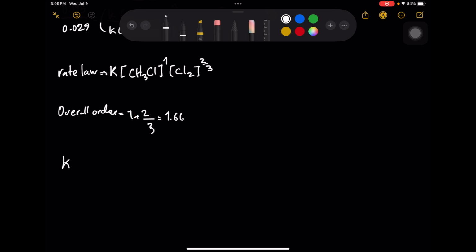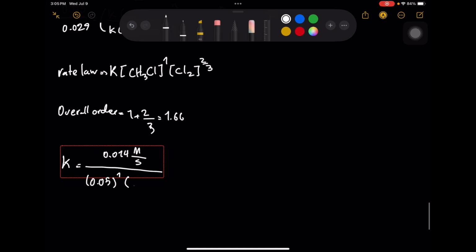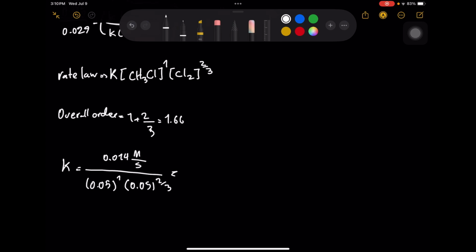So k is equal to, for example, for the first experiment, the rate was 0.014 molar per second, divided by 0.05 to the power of 1 for CH3Cl, times 0.05 to the power of 2/3 for Cl2. You just have to calculate it, and with every other set of data you will get the same answer.